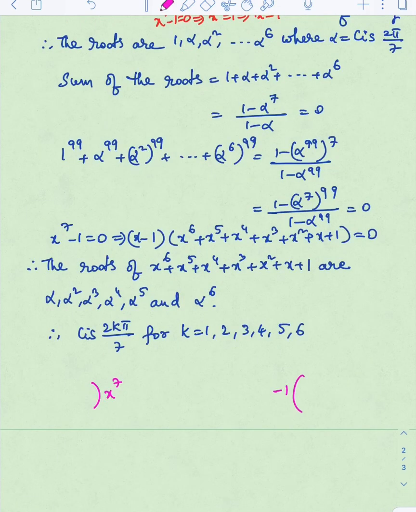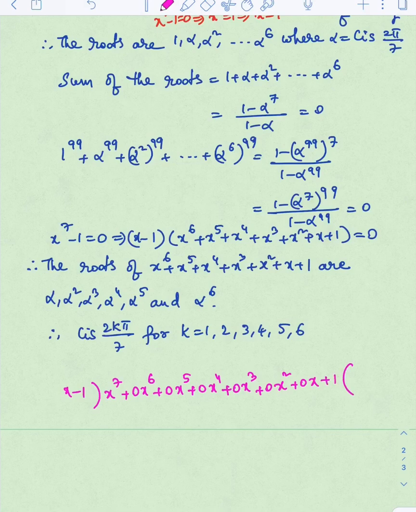X power 7 minus 1. Start dividing by x minus 1. So this was taken. We are dividing x power 7 minus 1: 0 x power 6, 0 x power 5, 0 x power 4, 0 x cube, 0 x square. Because of consecutive terms, every term is to be written here before dividing. All are 0 only, but we have to write in this form.